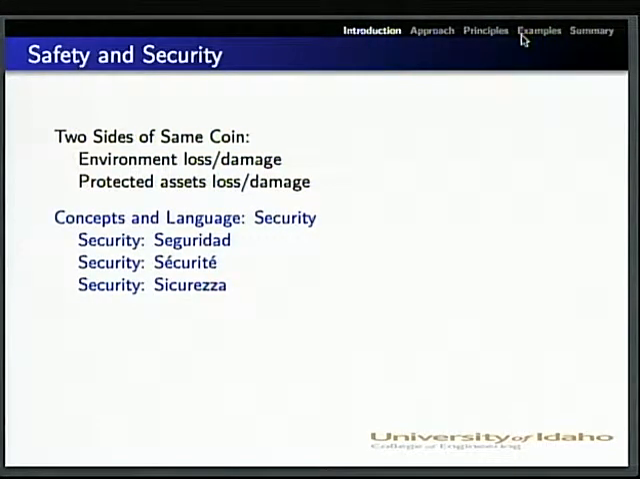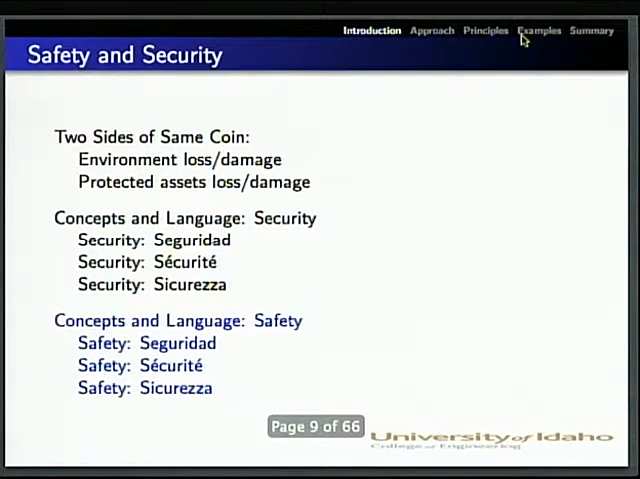Just to show you a little bit more about how strong the relationship is in here and how much we could reuse carefully techniques from one area of research and practice to the other. If you translate the word security, the first one is in Spanish, the second one is in French, and the third one is in Italian, then those are the words you get. I'm not going to pronounce them because I don't want to mispronounce them.